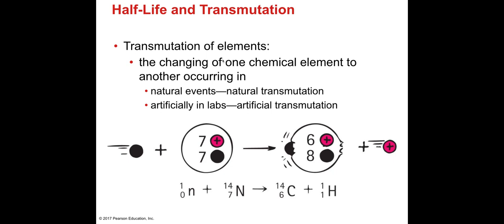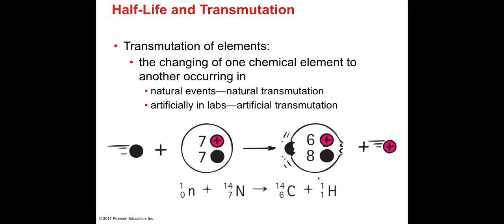Okay, so let's look at transmutation of an element. Remember I said when you have a nucleus that breaks down, it usually changes into a different element. So when radioactivity results in one element changing into another, we call that transmutation. Transmutation is a changing of one chemical element to another. It can occur naturally and we'll call it natural transmutation, or it can be an artificial process and we'll call it artificial transmutation.